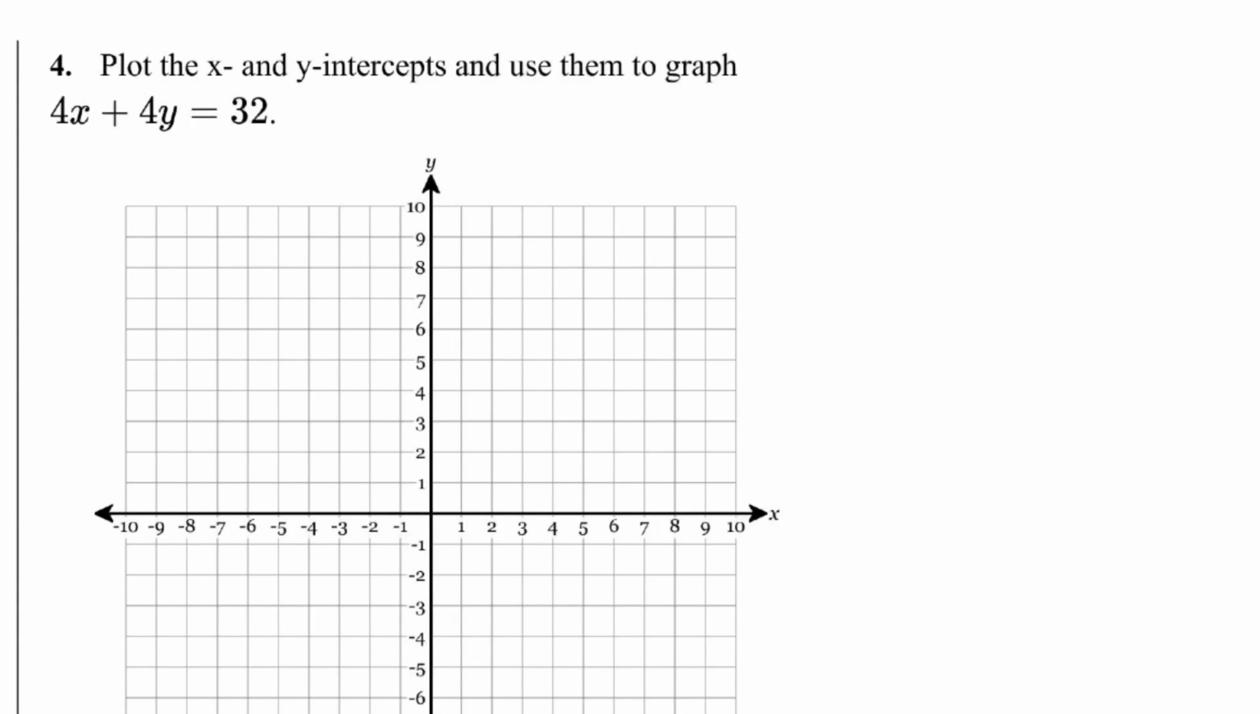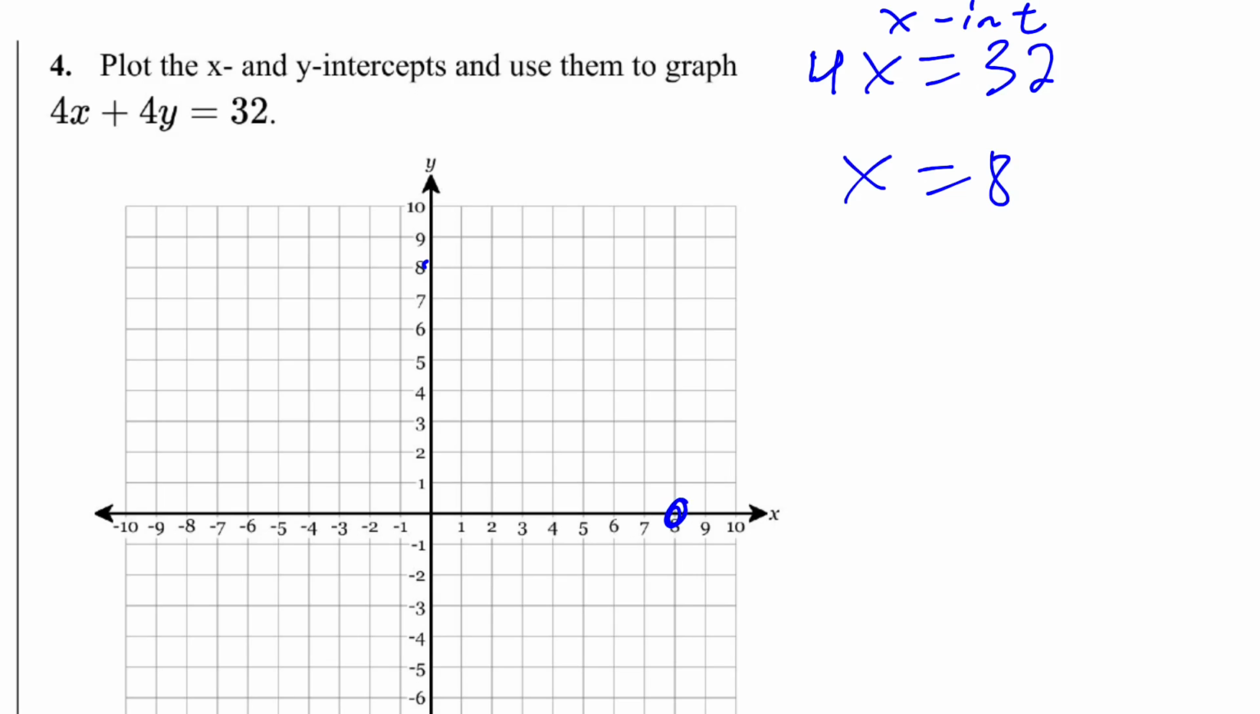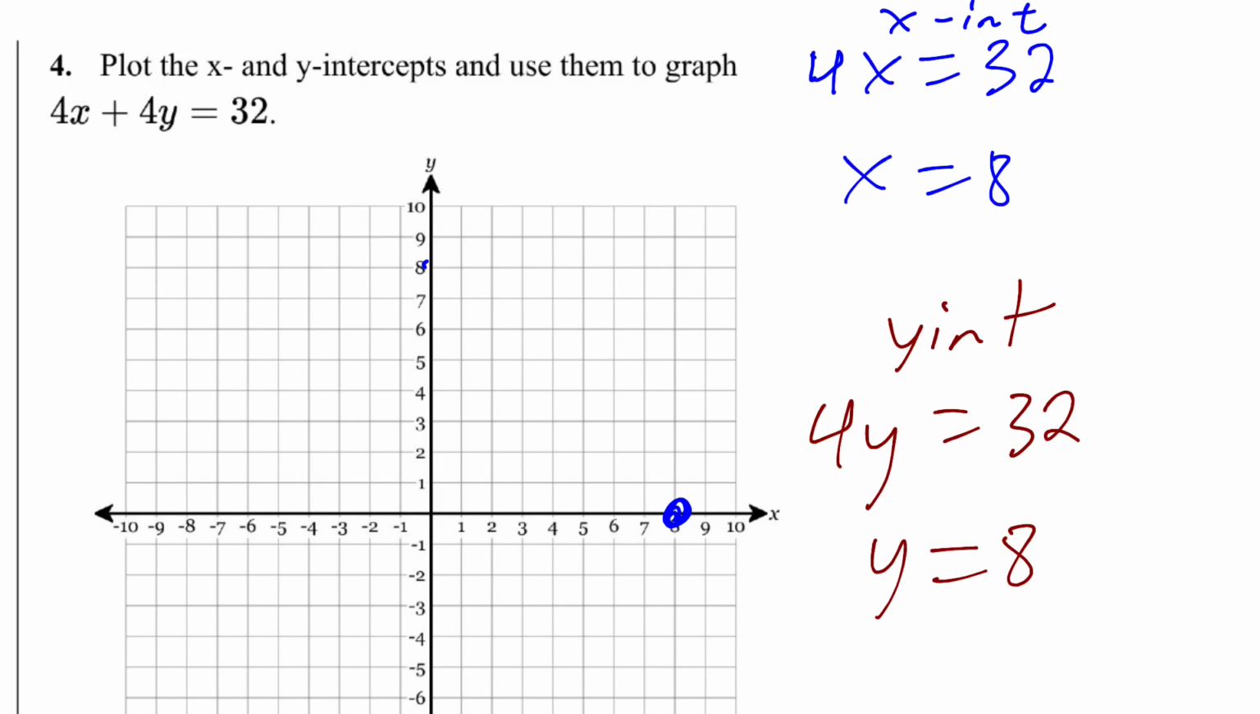Number 4. For my x-intercept, I write 4x is equal to 32. This is x-intercept. X is equal to 8. I'm going to plot that right here. For my y-intercept, I get rid of the other ones, and I have 4y is equal to 32, or y is equal to 8. So it goes right here. This is my line.